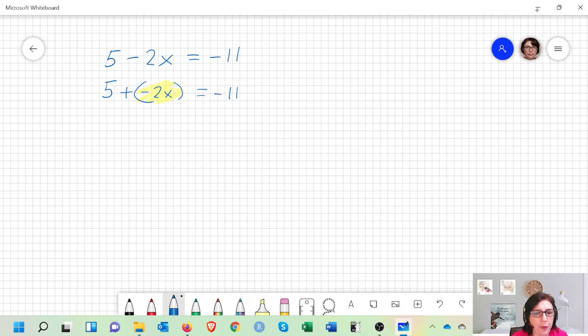Well, think of 5 as a plus 5, okay? So it's like a positive 5. So we want to undo it. So instead of adding 5, we can subtract 5. And remember, when we do that, we have to do it on both sides. So we also have to subtract on the right-hand side. So now we're going to wind up with negative 2x on the left-hand side. And on the other side, we get negative 11 minus 5.